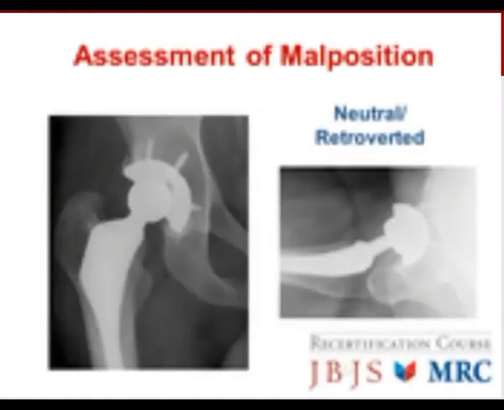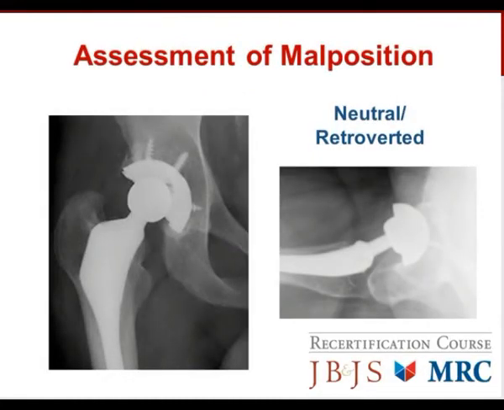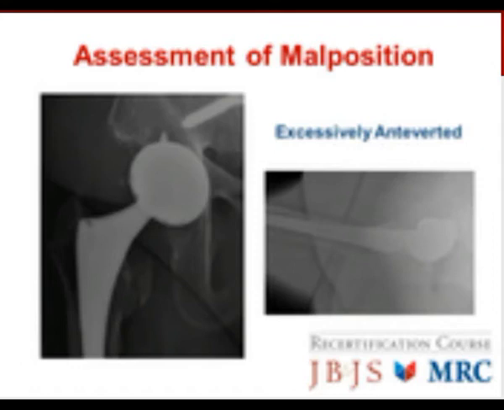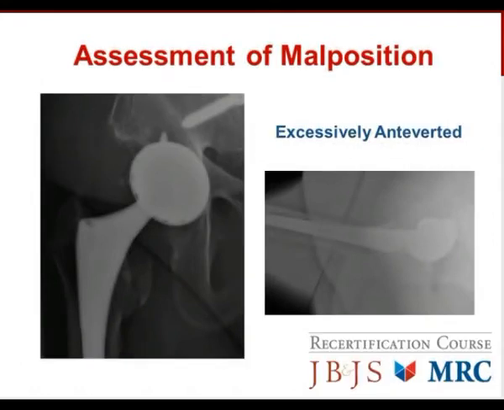You should be able to assess malposition on x-ray. You can see this is a retroverted cup. The image on the right is a lateral of the hip. You can see how that cup is neutral to retroverted, and that should be easy to identify if given that x-ray. Conversely, here we see the excessively anteverted cup. On the lateral x-ray, you can see that that cup opens anteriorly. That cup is likely to dislocate out the front. You should be able to recognize those things on x-ray.